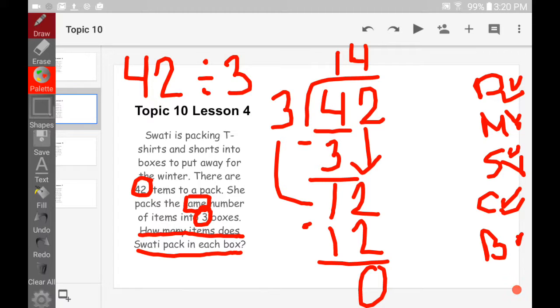So how many items does she put into each box? 14 items. Okay. So in this case, we were able to start in our biggest place value, the tens, and we had to repeat our Does McDonald's Sell Cheeseburgers twice to get through our problem. Let's look at another problem that helps us get through this.